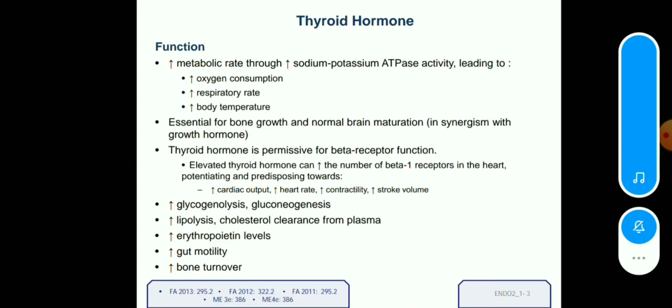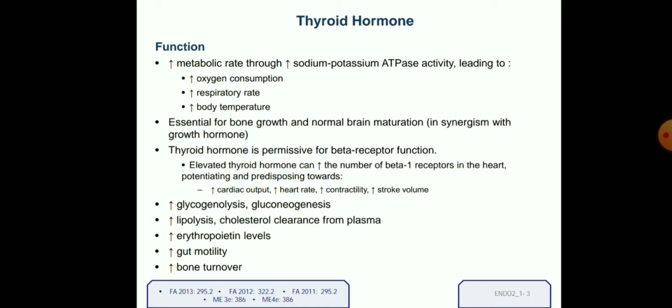The major function of thyroid hormone is that it increases the metabolic rate. And how can it increase metabolic rate? That is, if there is increased sodium potassium ATPase activity. So there is increased sodium potassium ATPase activity, and there is increased metabolic rate, and this leads to increased oxygen consumption, increased respiratory rate, and increased body temperature. So thyroid hormone is responsible for all of these.